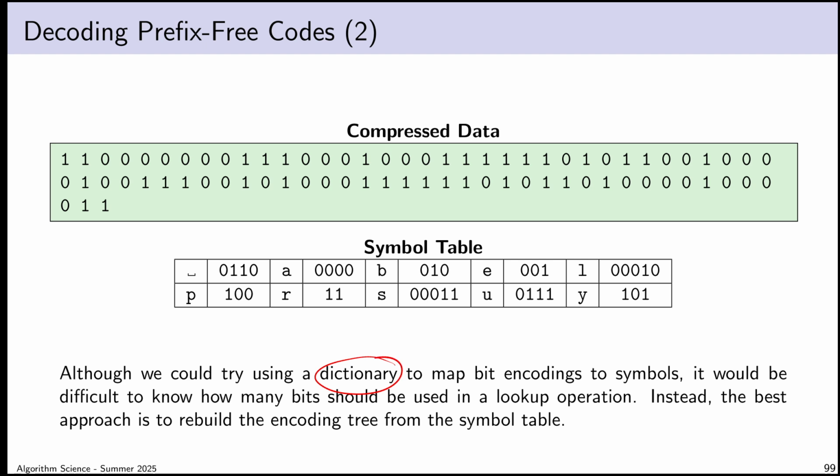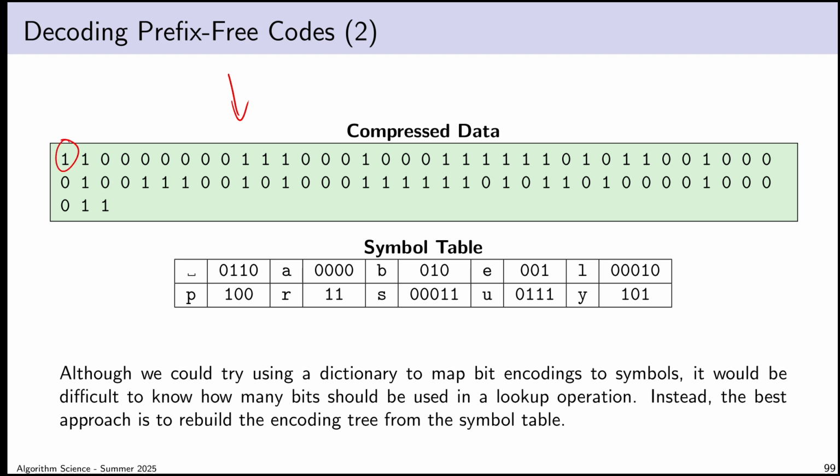Wait a minute, what's a dictionary? Okay, we'll sort that out later, but you're probably familiar with the general idea of dictionaries and associative mappings. If you use Python, you know what a dictionary is. I could use some sort of dictionary mapping to map encodings to symbols, but that would still be sort of annoying because suppose I want to decode this sequence here.